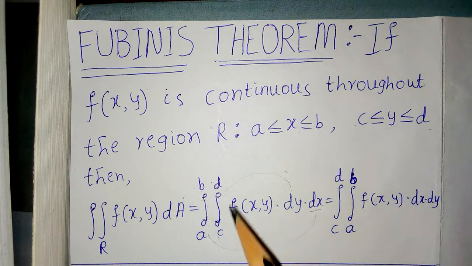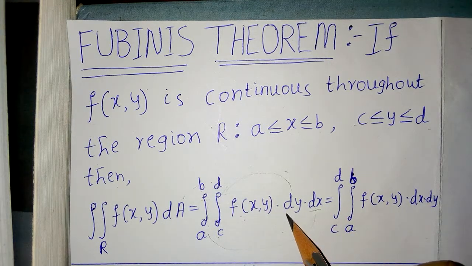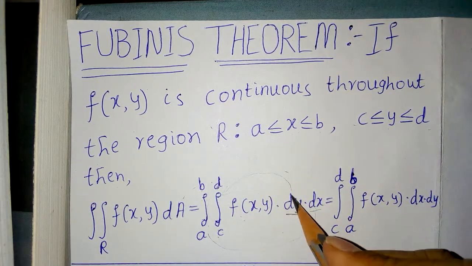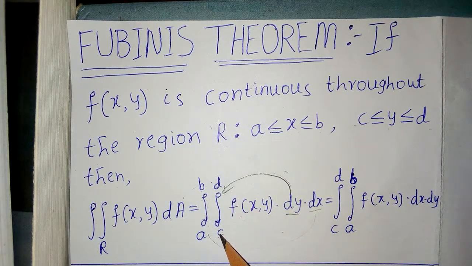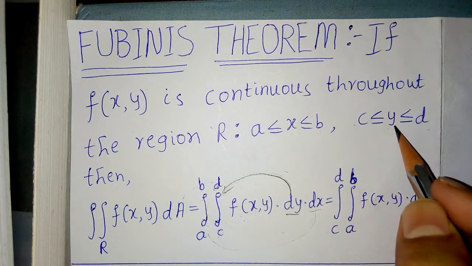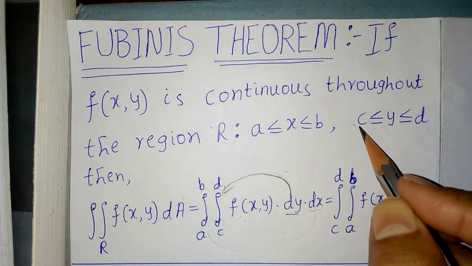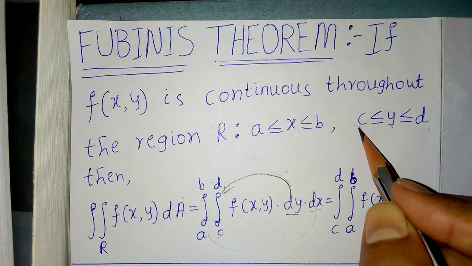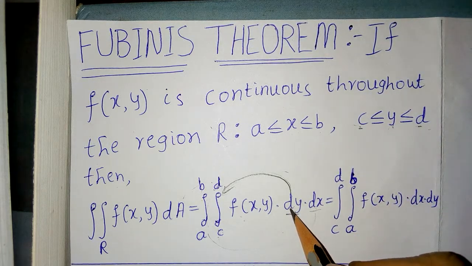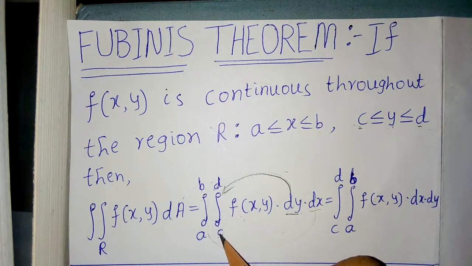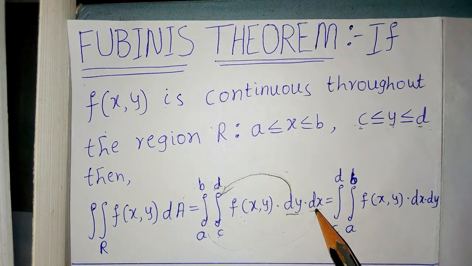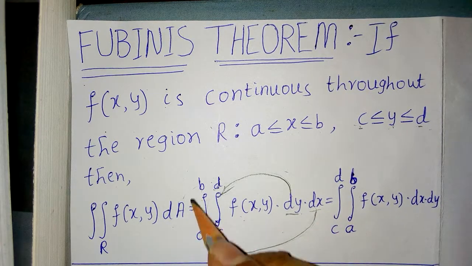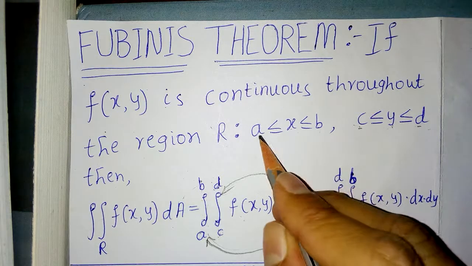Here if we write dy first, then in this place we write c to d, which are the y limits. They are y lies between c and d. So if we write dy first, then we write here c to d, and then we write dx. Then for this we can write a to b, which are the limits of x.